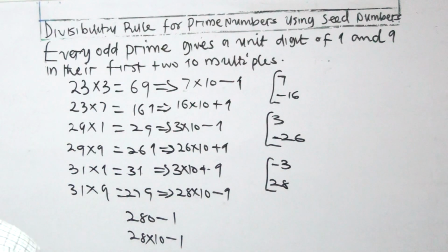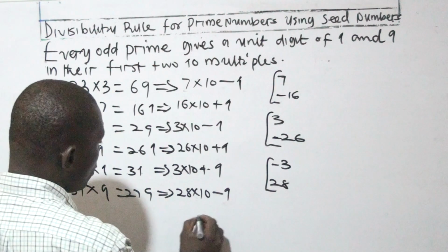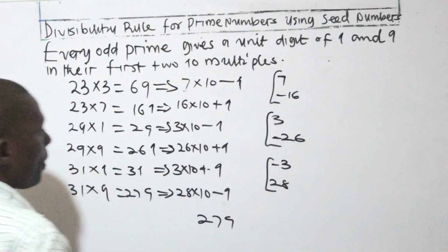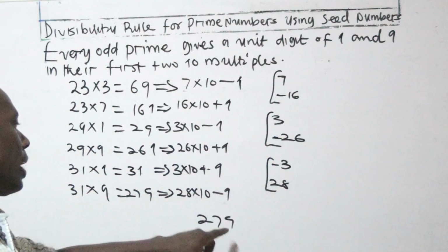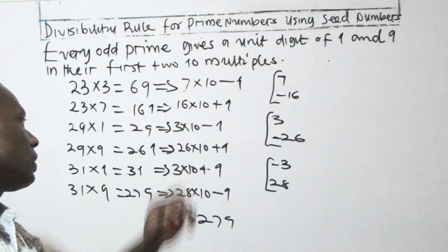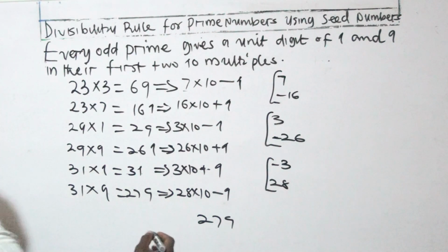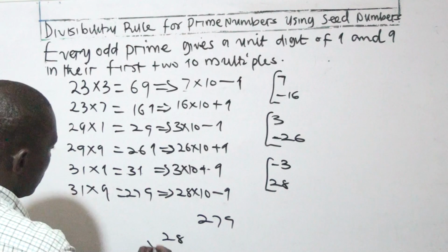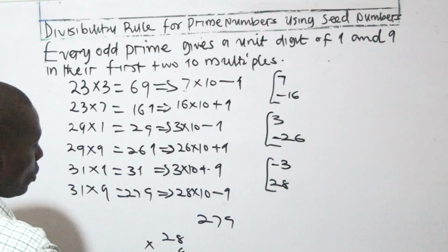So assuming we want to test the divisibility rule for 279. Here we use minus 3 to multiply it by, which gives us minus 27. Add to this will give us 0. Now we use 28 to multiply this.